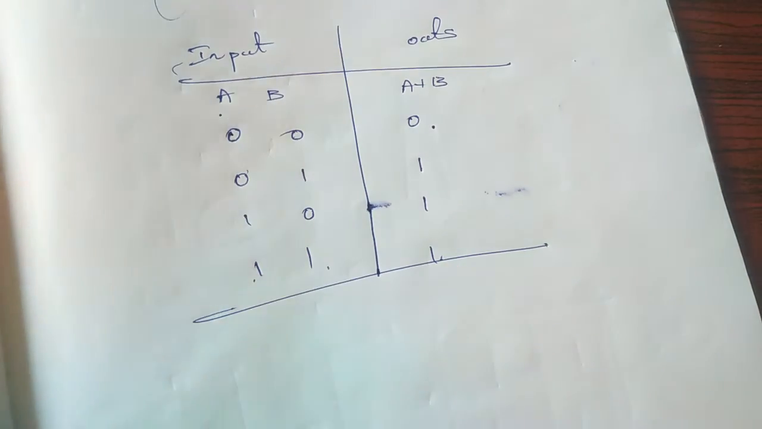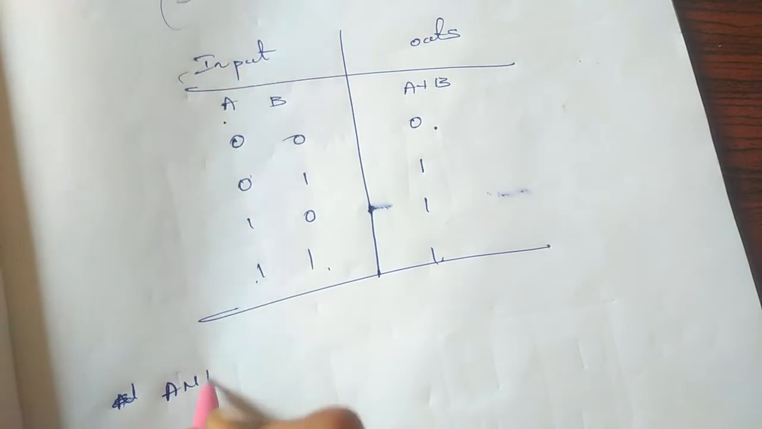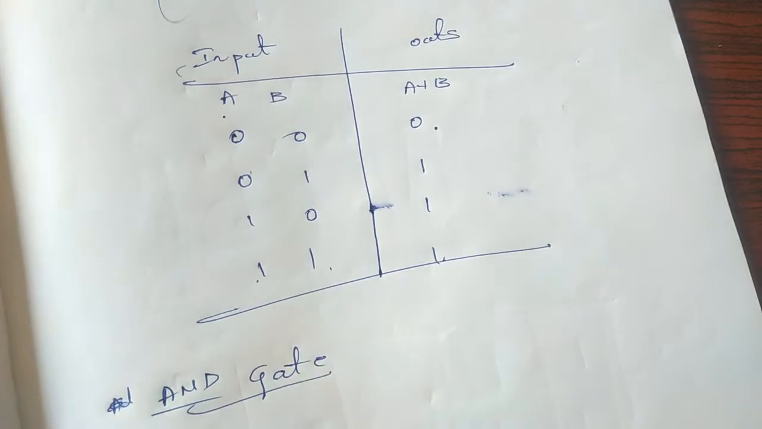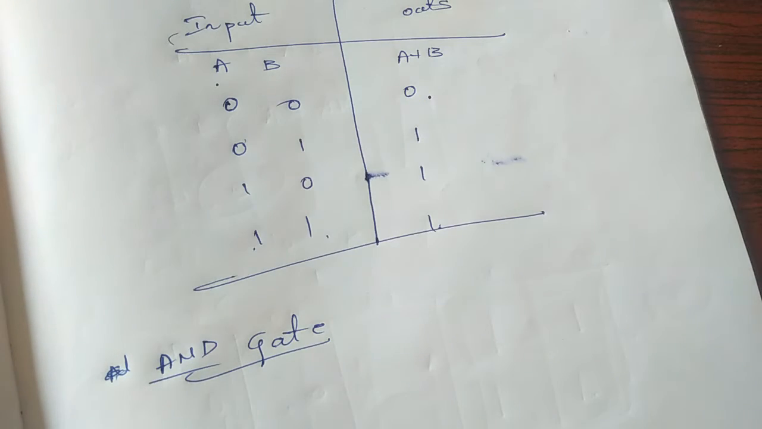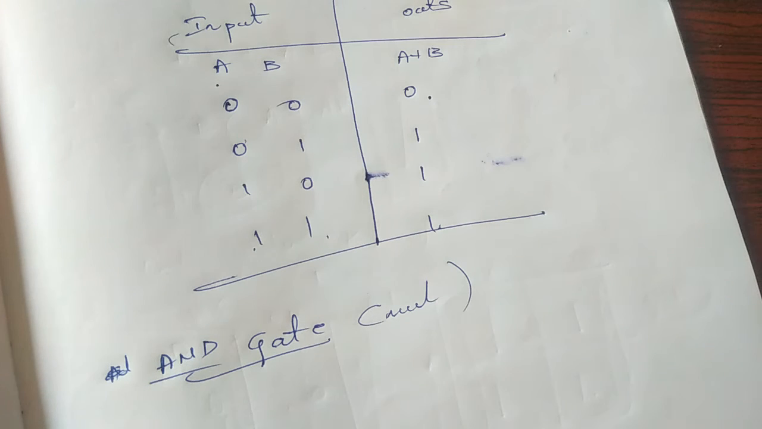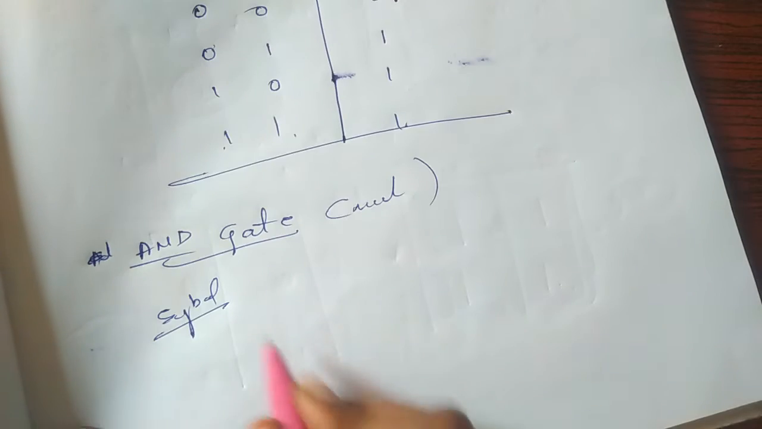Then the next one is the AND gate. The AND gate performs the logical multiplication operation, commonly known as the AND function. The AND gate has two or more inputs and a single output. The symbol for the AND gate is this.